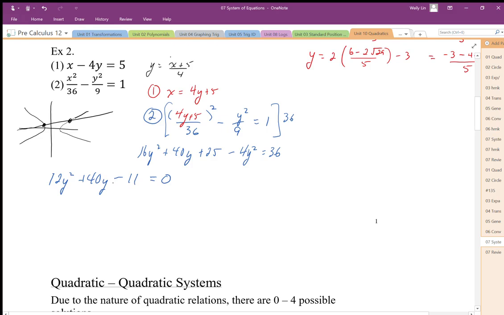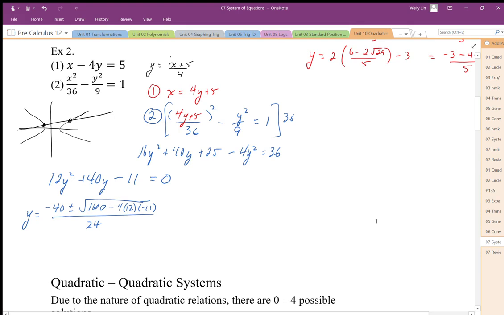So if I try to factor this, it doesn't look like it'll factor very easily. So again, I'm going to need to use my quadratic formula. So y equals negative 40 plus or minus the square root of 40 squared minus 4 times a times c, and that's all over 2a.